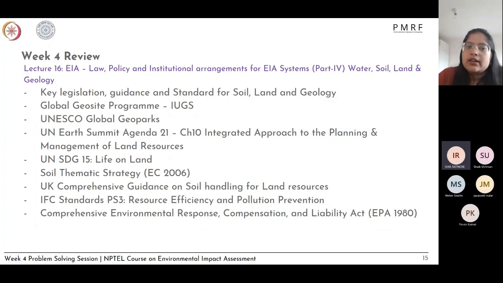Now we have another part of the same lecture, which talks about the key legislation, guidance, and standards for soil, land, and geology. So, in this, we looked up at the global geosite programs and the UNESCO global geoparks, which are basically protected sites. And we looked up at the UN Earth Summit Agenda 21, which had this chapter on the integrated approach to planning and management of land resources. We also have the United Nations Sustainable Development Goal 15, which talks about life on land and all aspects relating to life on land, including soil, geology, and all of those things.